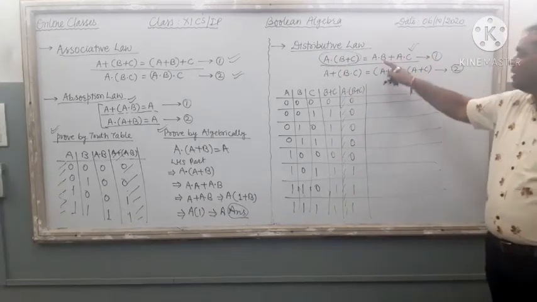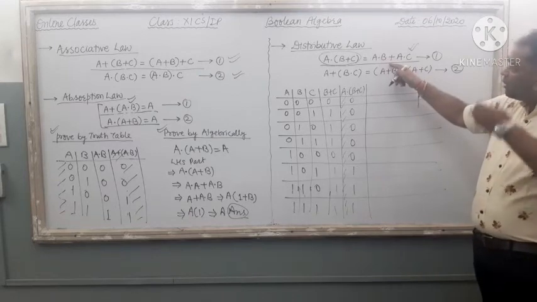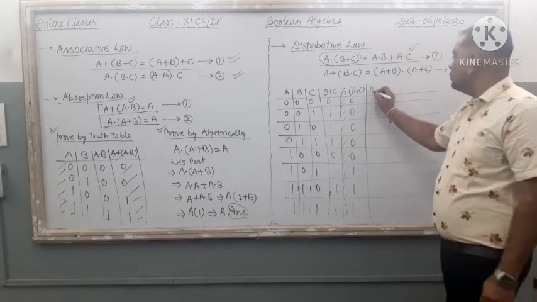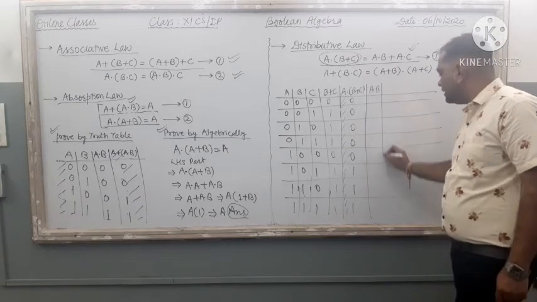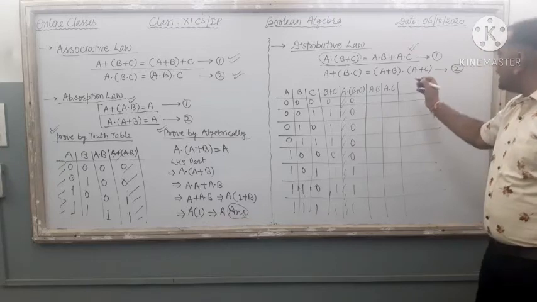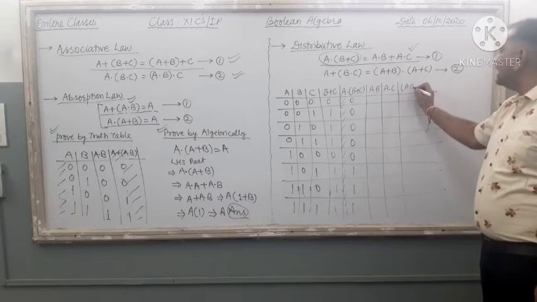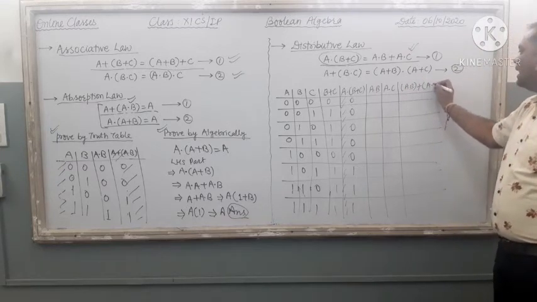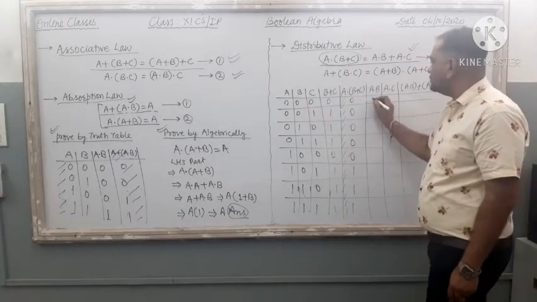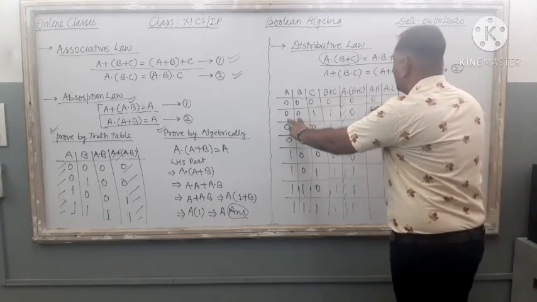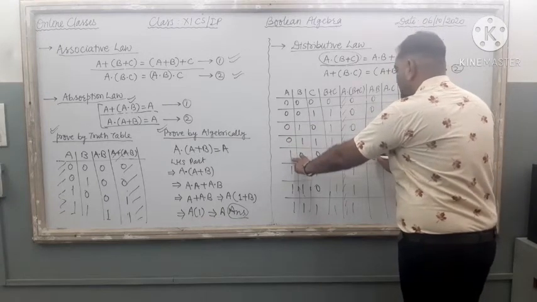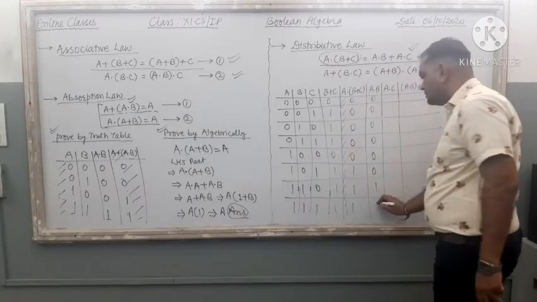Clear? Now come here on the RHS side, A dot B plus A dot C. Very first I am going to draw A dot B, this column. Next I am going to solve A dot C. Then I am going to solve A dot B plus A dot C. A dot B means these two columns you have to multiply: 0, then 0, 0, 0, here again 0, then 0 and last 1, 1.